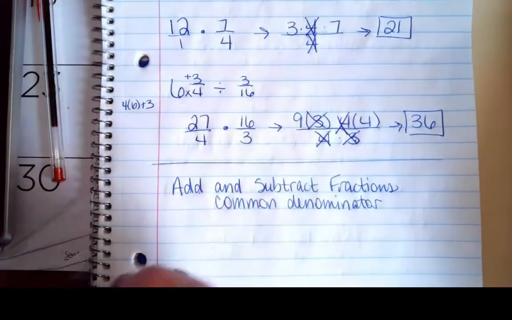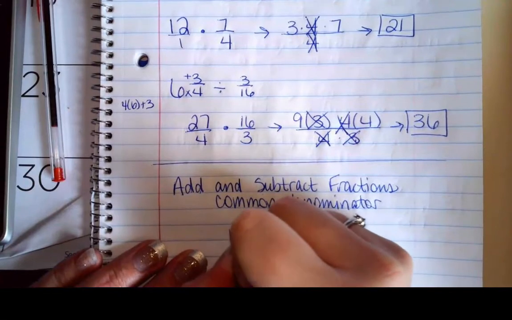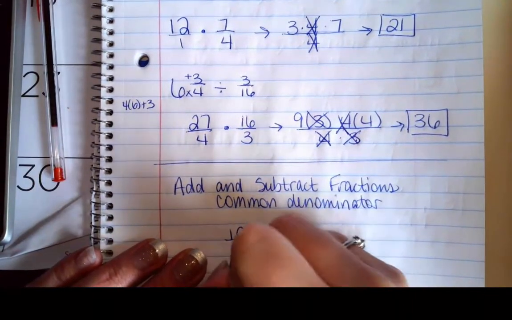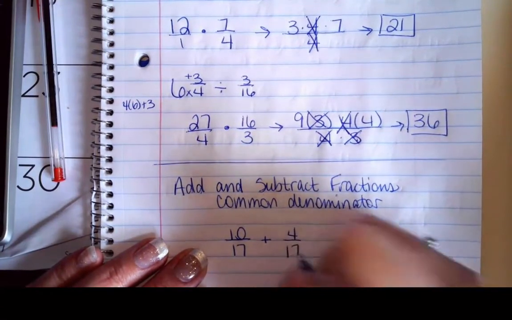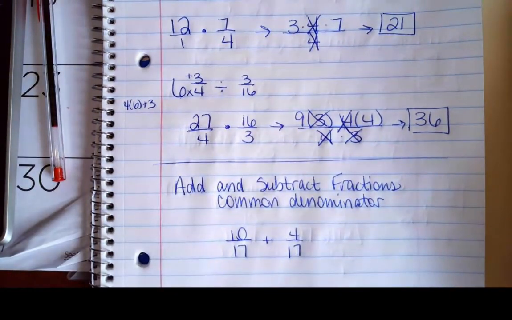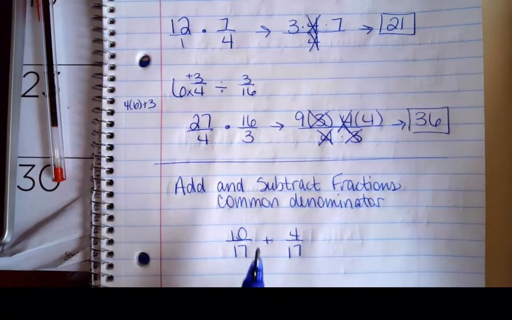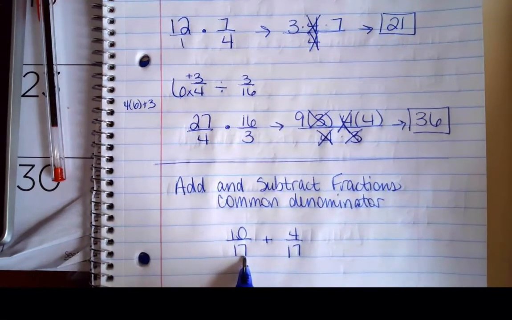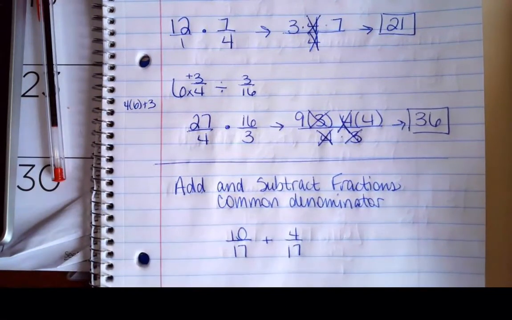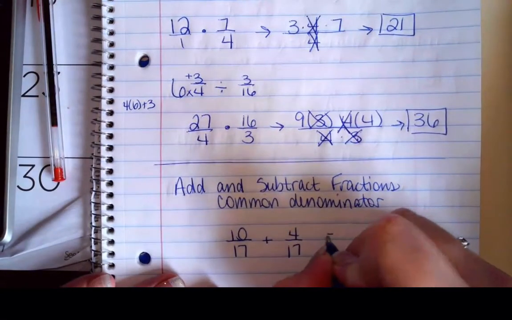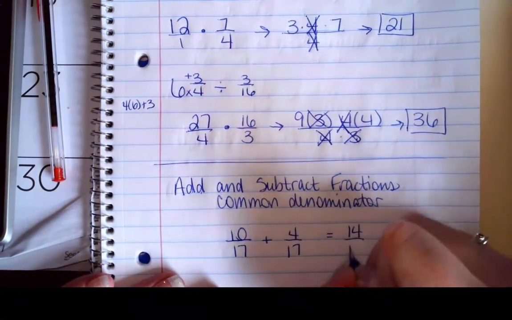So first of all, let's just do a basic one where we've already got a common denominator. So I've got 10/17 plus 4/17. When I read this, I can read it a little bit more simplistically, and say I have 10 of these 17ths, and I have 4 more of these 17ths. How many 17ths do I have? In that case, it makes a little bit more sense.